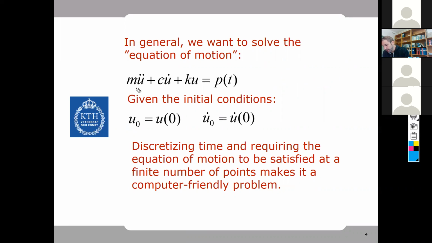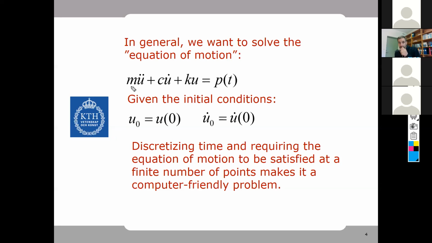And of course, as you can see, this is a second order differential equation. We have the first derivative and the second derivative of our unknown u, which is the one that we want to solve for. And thus, we need two initial conditions, right? In order to be able to solve a second order differential equation, we always need two extra conditions.